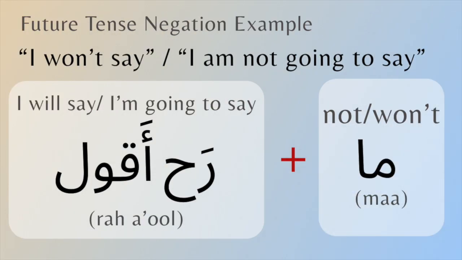Here's a future tense negation example. I won't say or I'm not going to say. Again, the first word is ما, which is the negator. In this case, it means not or won't. And then we have the conjugated form of the verb. I will say or I'm going to say, راح أقول. So putting all that together, we have ما راح أقول.